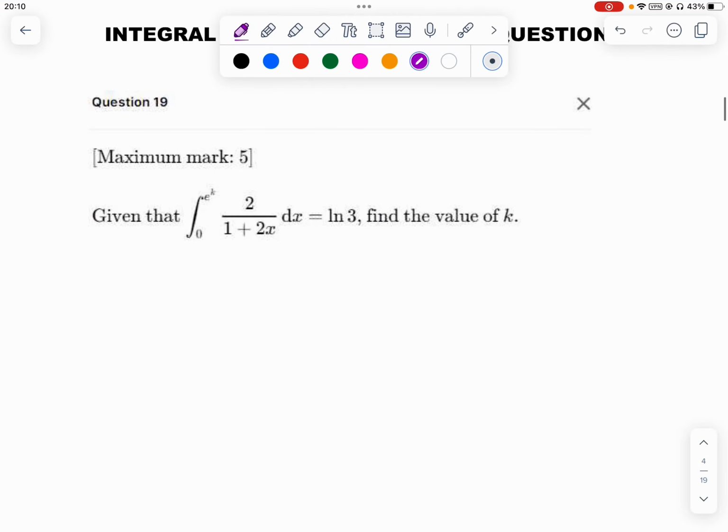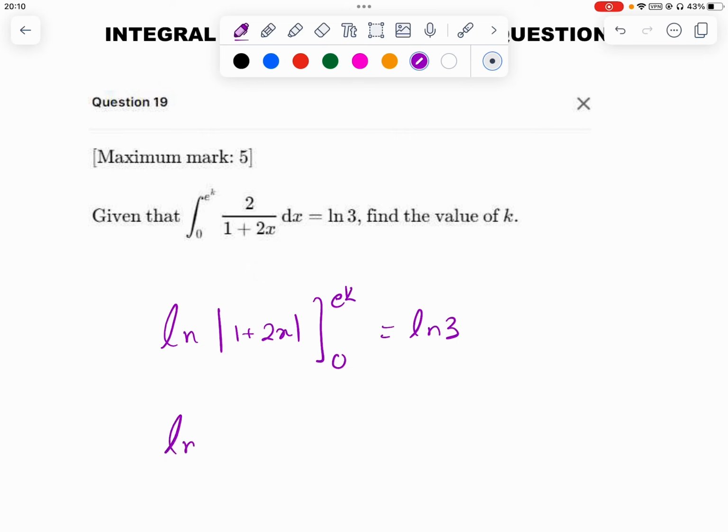Now coming to question number 19. He is asking, given that the integral of 2 upon 1 plus 2x dx is ln 3, what is the value of k? So I am going to find the value of k for that. Again, we see that the derivative of the denominator is present in the numerator, so it is going to be ln 1 plus 2x from the limits 0 to e power k, equals how much? ln 3.